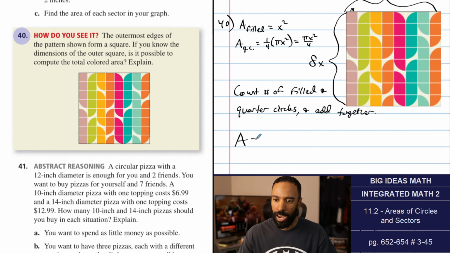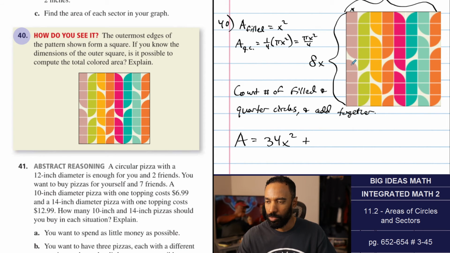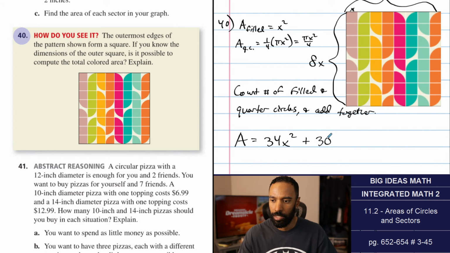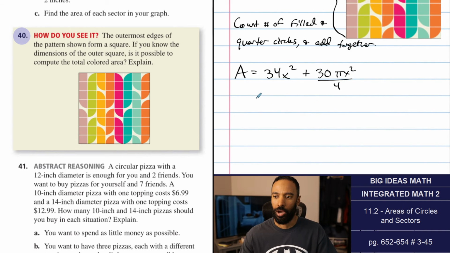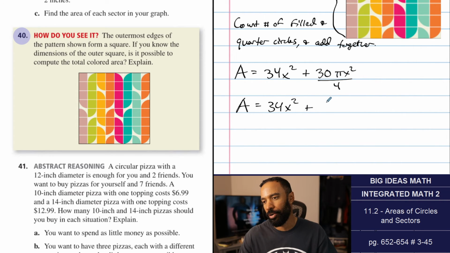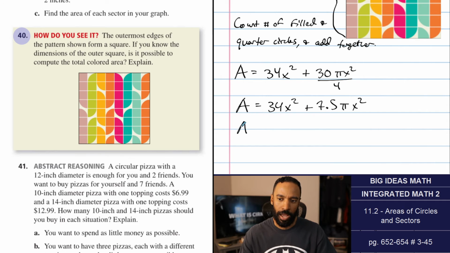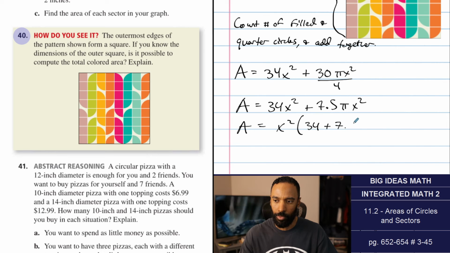So total area is 34 of these x squareds plus how many quarter circle things? 1, 2. Well, there should be 30, right? Because there are 64 total squares. So 30 pi x squared over 4. So let's keep working that. 34x squared plus 30 over 4 is 7.5, 7.5 pi x squared. I'm going to factor out x squared, and I get 34 plus 7.5 pi.